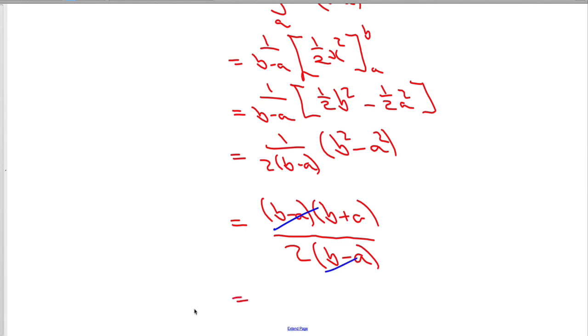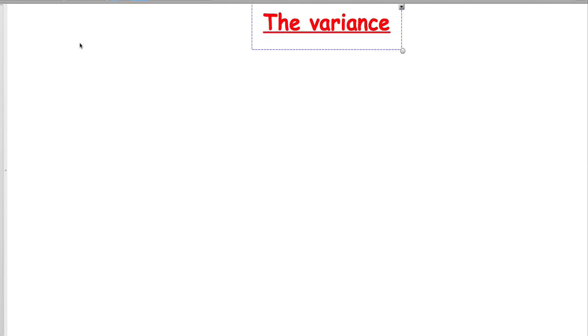So the mean, or the expected value of x, for a continuous uniform distribution, is going to be b plus a over 2. And that's it. And we do need to understand this proof for the exam. Okay, let's have a look at the variance now. So I need to prove what the variance is.